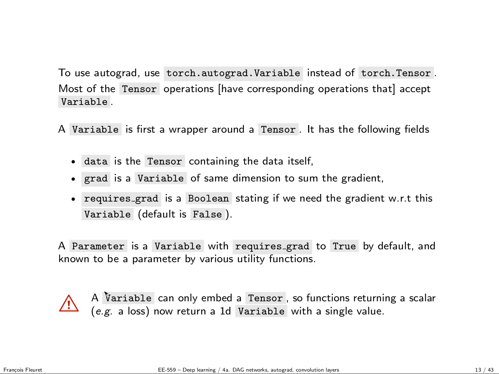A little technical detail that may be surprising: a Variable can only embed a tensor. So when you call, for instance, a loss on a variable, it will return a variable, but since it should be a scalar, it will return a 1D variable with a single value. So scalars do not exist as variables, actually, for the moment. Don't be surprised when you compute the loss on two variables: what you get is a 1D variable instead of a float value, because float values do not exist.